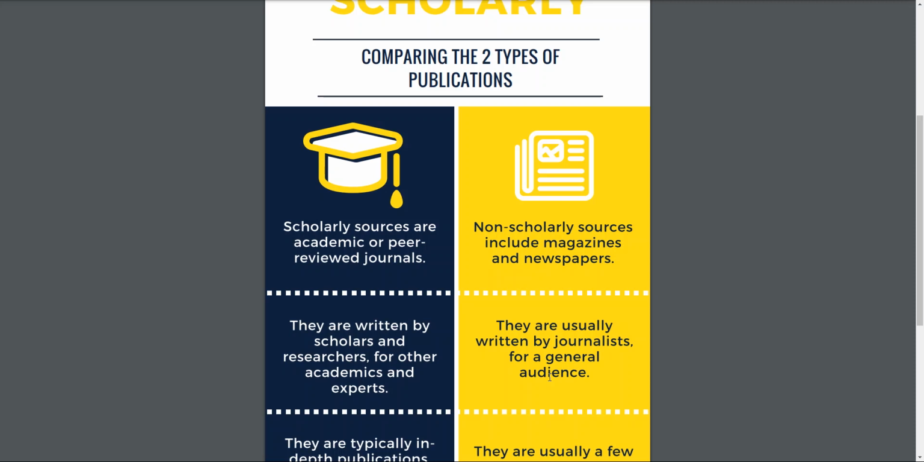It's meant for a very high level reader, whereas a newspaper or a magazine can be meant for high level readers, but it's also meant for your everyday Joe and Jane Schmo who are just looking to get a little bit of information. So it's about who's writing them, and it's about who it is being written for that helps to distinguish between the two.